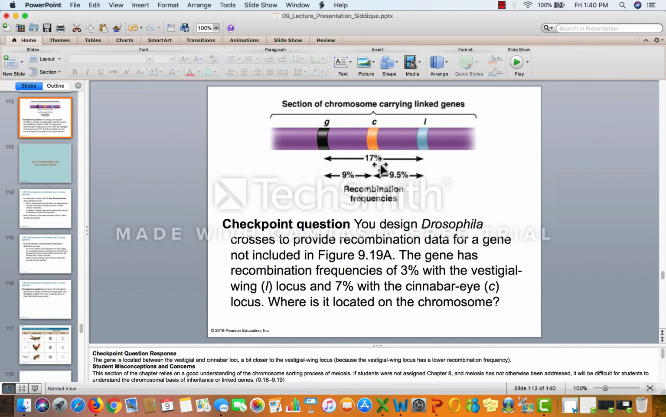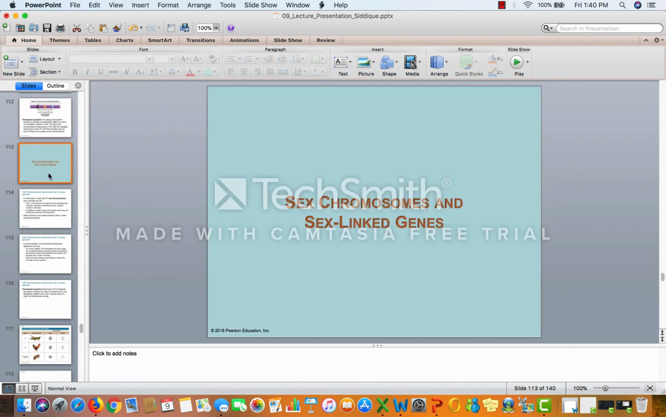With the vestigial wings here and 7% cinnabar, right? Where's it located on the chromosome? Okay, so the gene is actually between the vestigial wing locus, this part right here, and the cinnabar locus. And it's a bit closer to the vestigial wing combination because the vestigial wing locus has a lower recombination frequency.